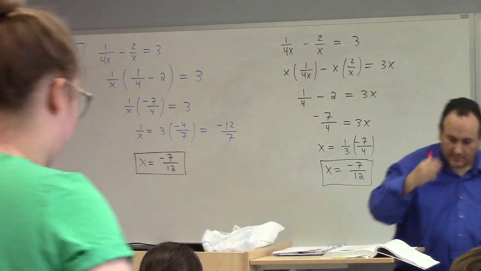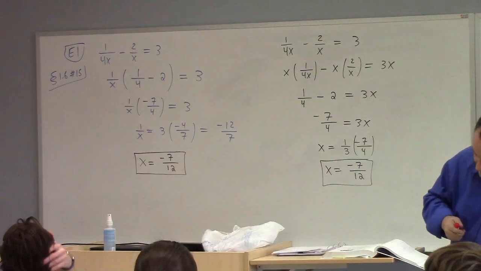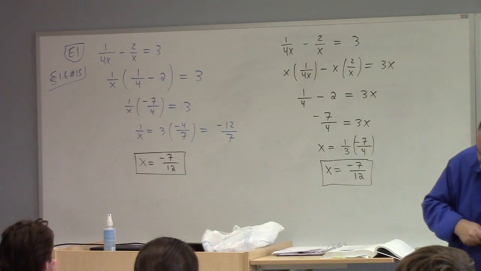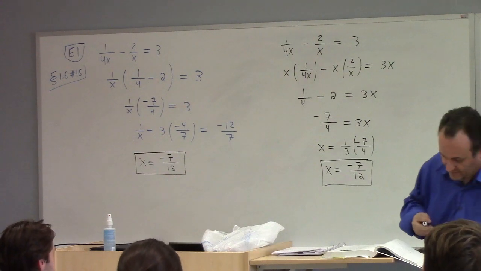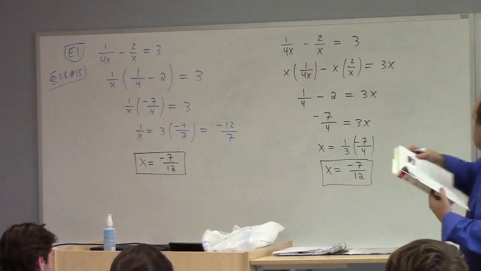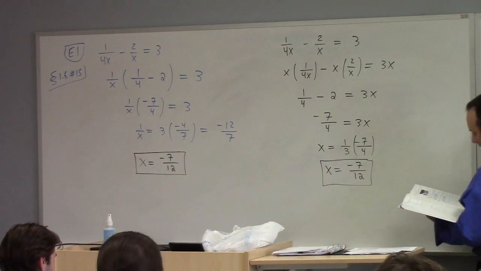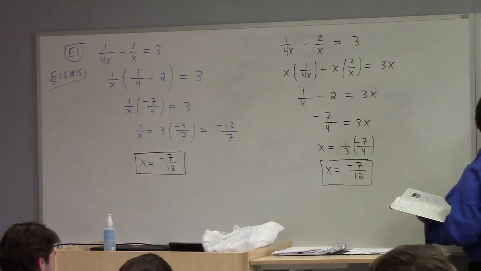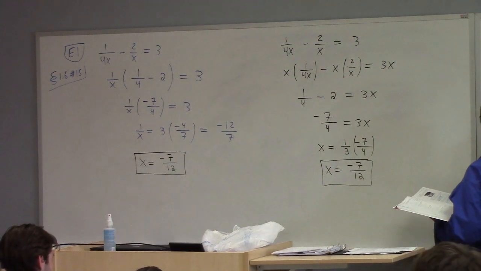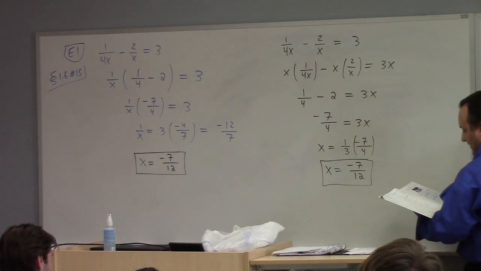Let's see here. So let's work another. Something a little bit more interesting. Number 17, Example 2. Here we're up against (2x plus 5) divided by 2.